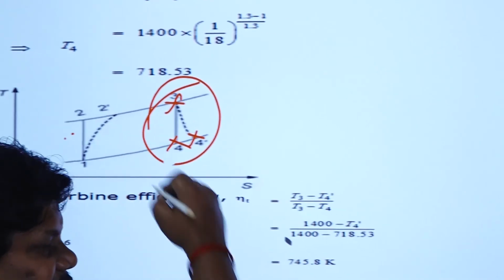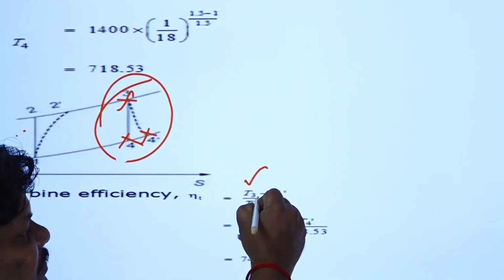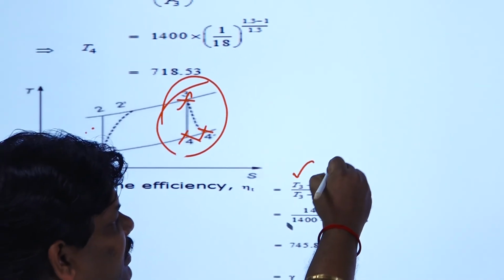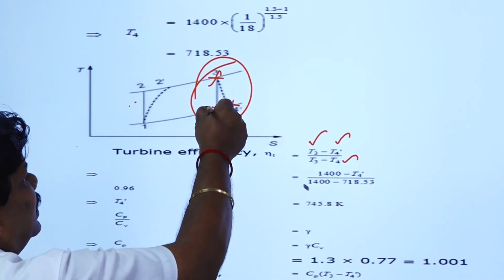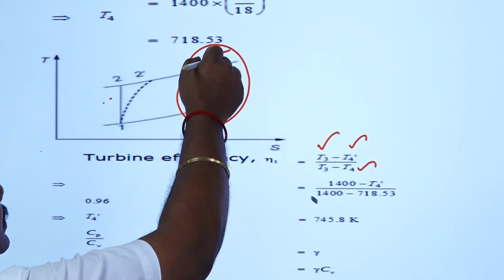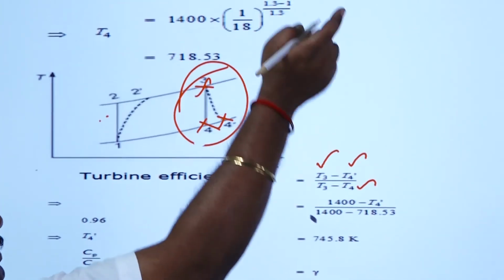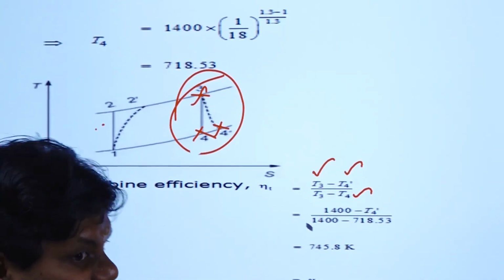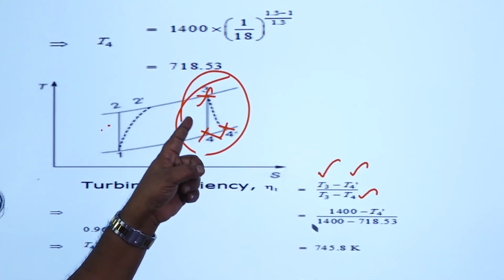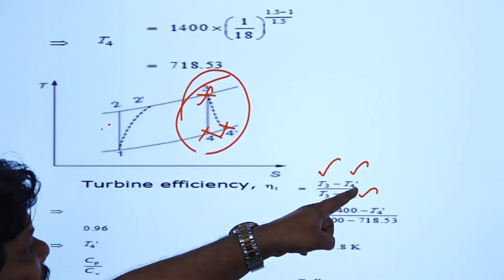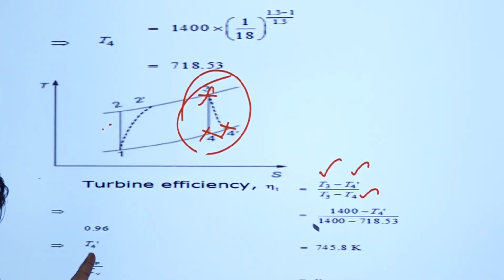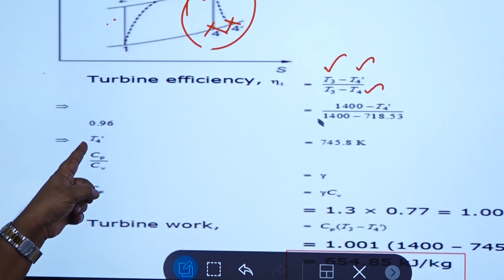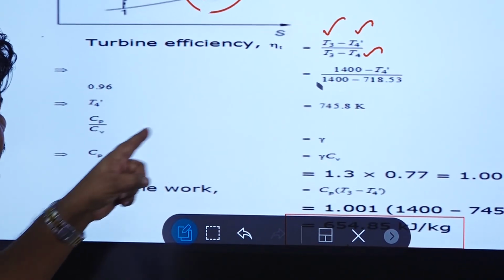So you have to look at the given data, whether you know the value of T3, T4 and T4 dash. If you don't know the value of T3 or T4, and you know any one of the values, use the Pvt relation for this isentropic process and find the unknown. Then you determine the only unknown in this turbine efficiency equation, so you will get the value of the unknown, that is T4 dash.